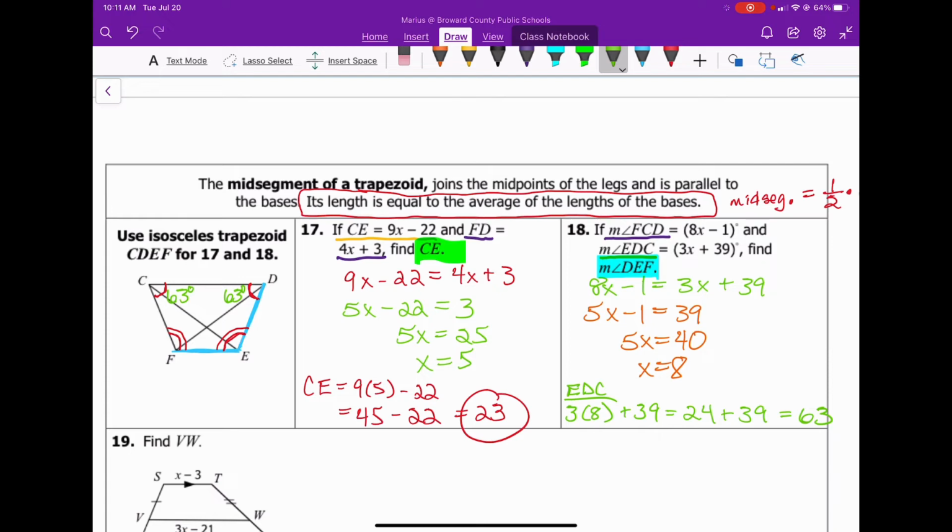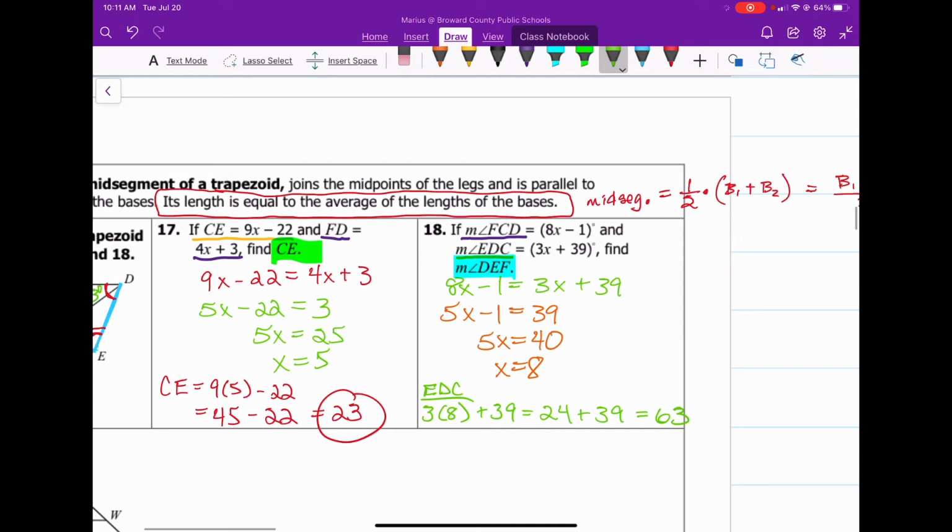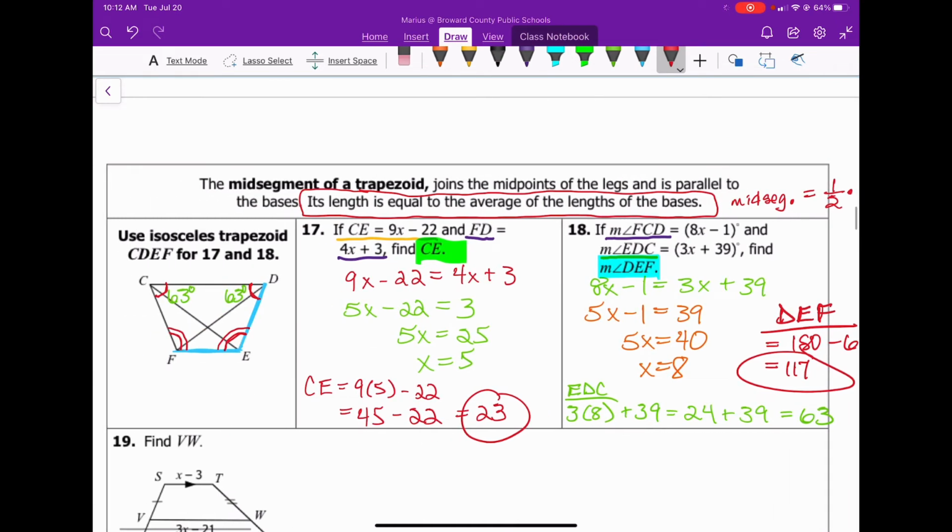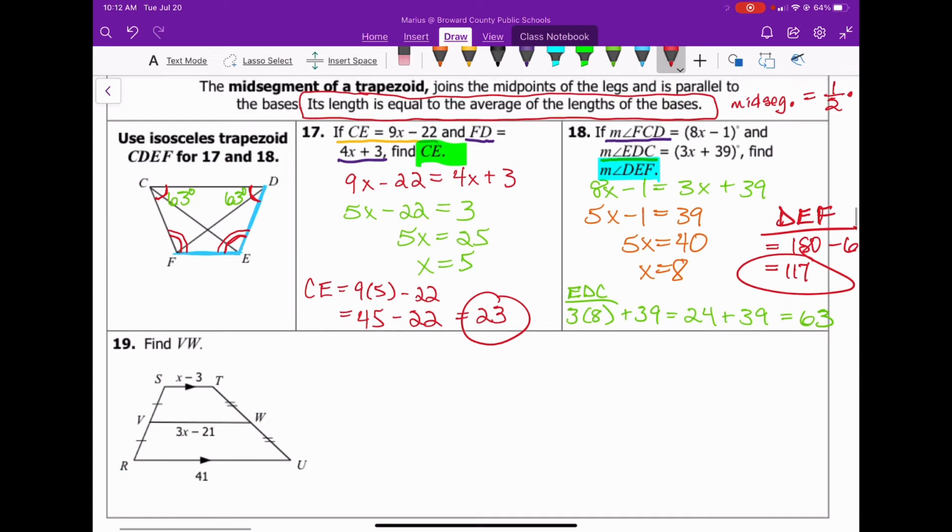And now if we want to find the base angles at the bottom, we just need to subtract 63 from 180. So DEF is equal to 180 minus 63. And 180 minus 63 is 117. And that would be our final answer. 117 degrees. All right, we got one more question here that we're going to take a look at, number 19. And then we'll wrap up this video lesson on trapezoids.